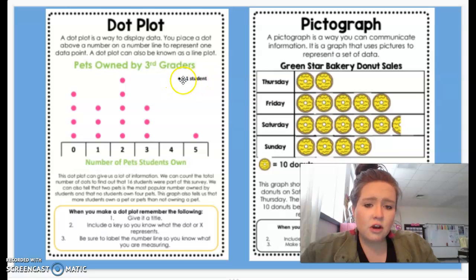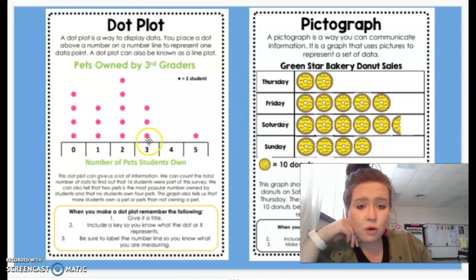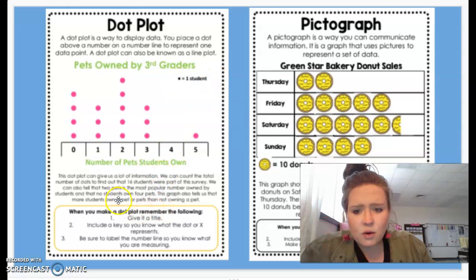Also, this up here is called your key. So 1 dot equals 1 student. That's not always the case. Sometimes 1 dot equals multiple students. So it's really, really important that we are paying attention to the key, okay?